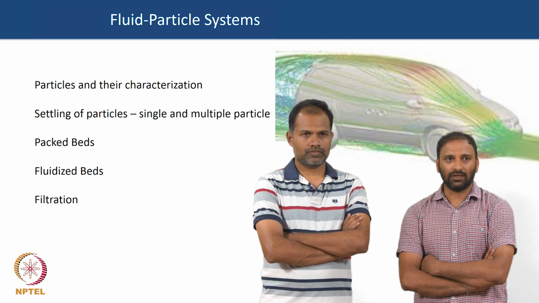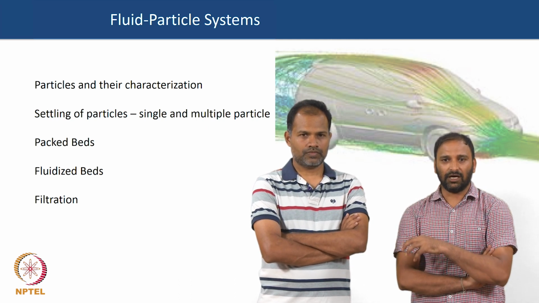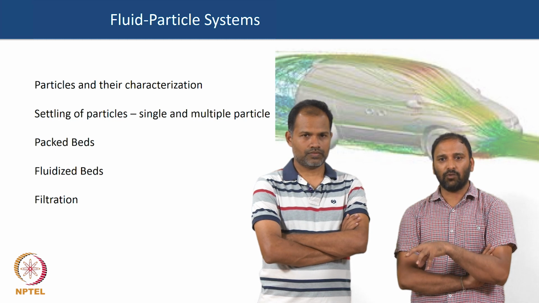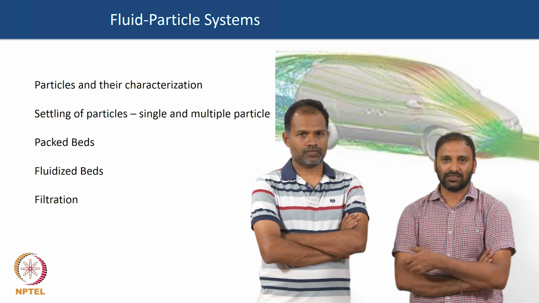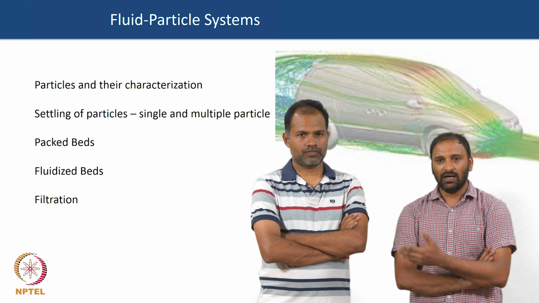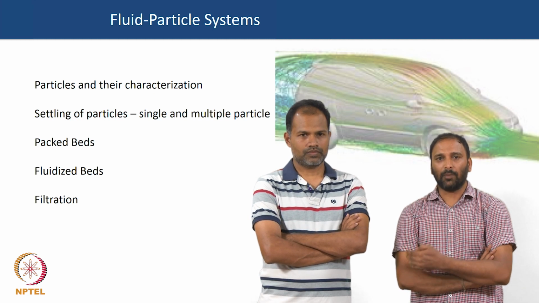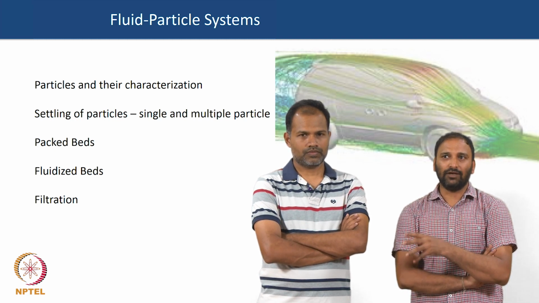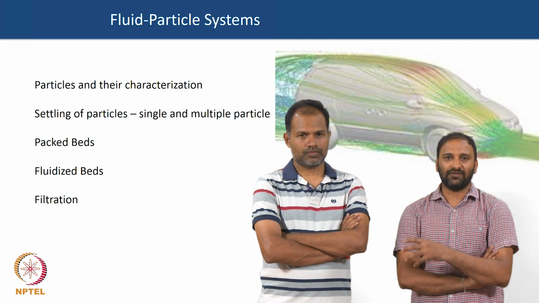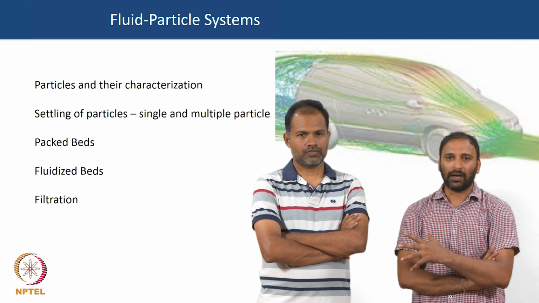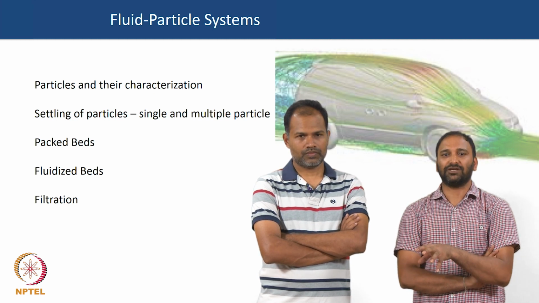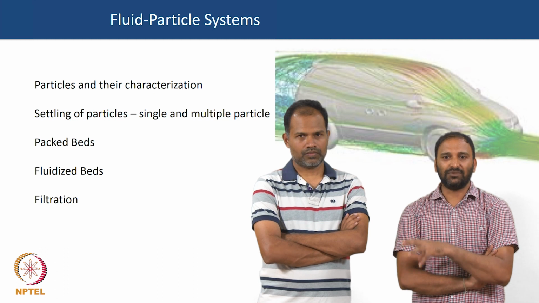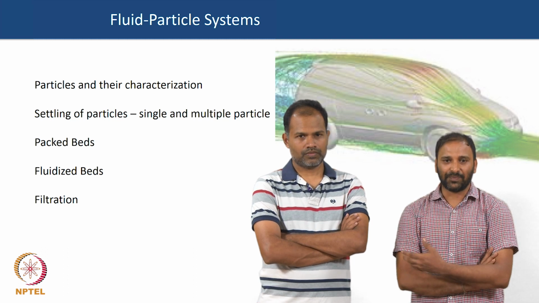So we'll start with particles and their characterization. This is really important if you want to look at fluid particle systems. What kind of particles are present in the fluid? What are their characteristics? It's one of the important aspects. So we'll start with this, and then move on to topics involving the motion of a single particle in a fluid or multiple particle systems in a fluid, and then look at this from the point of view of separations, separation of particles from these fluids, and sedimentation aspects.